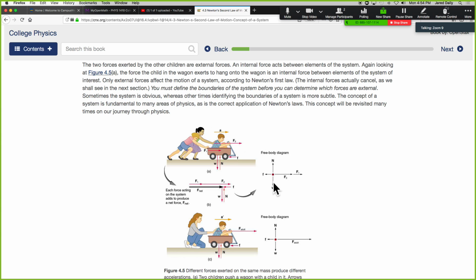There's also the weight of the wagon plus the weight of the kid. So this is the weight of the entire system that's being pulled down towards the center of the earth. And then they have a normal force, they call it. This is the force of the earth pushing up on the wagon. That's necessary. Why is that necessary? What happens to this wagon if the earth doesn't push up on the wagon?